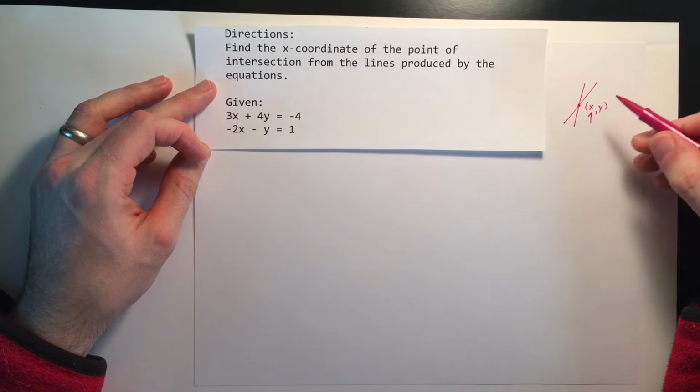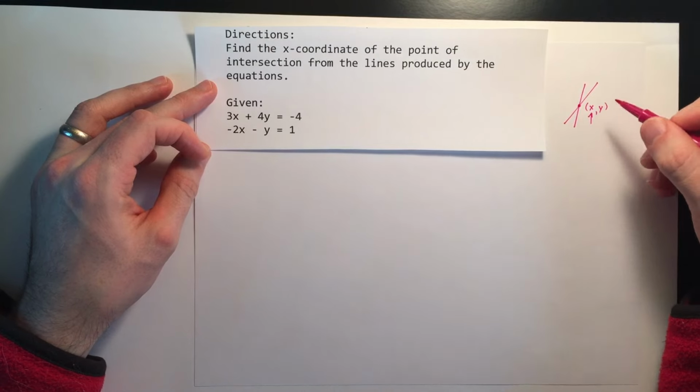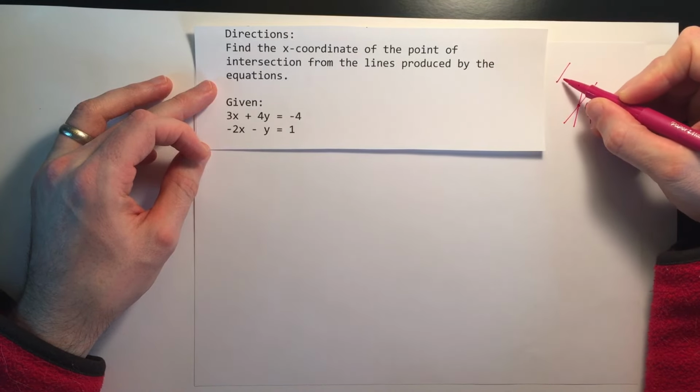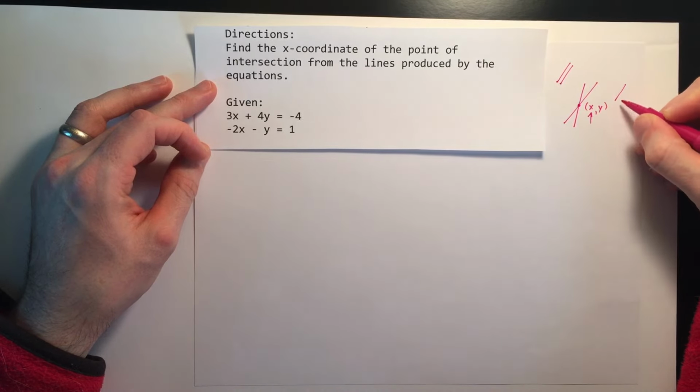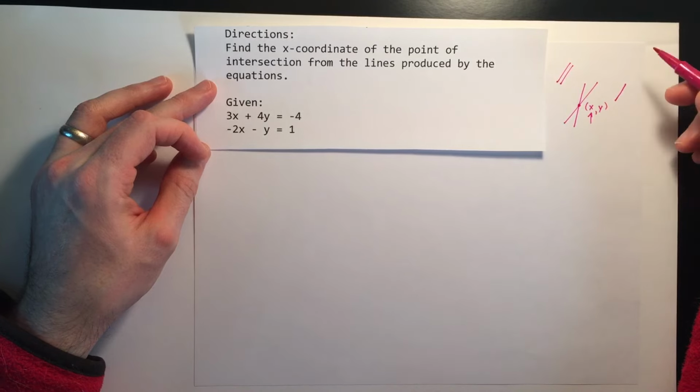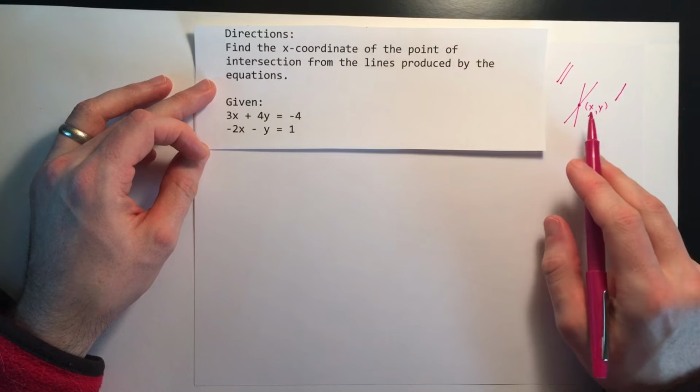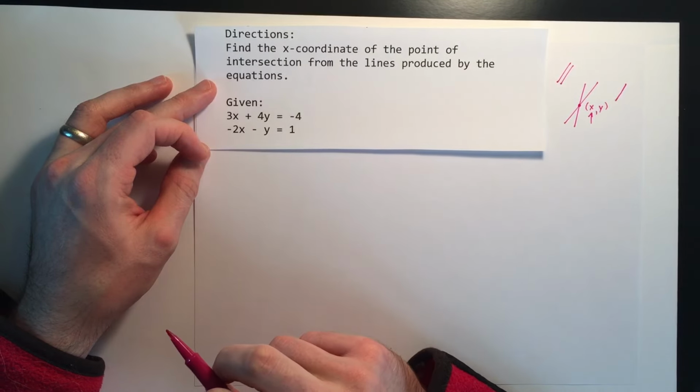Now it is possible that two lines on a graph will not intersect each other, and those are called parallel lines. They never intersect. Or you might have one line right on top of another line. In other words, it's the same line, in which case they intersect each other at every point. But this middle scenario here is what we're being asked to find.